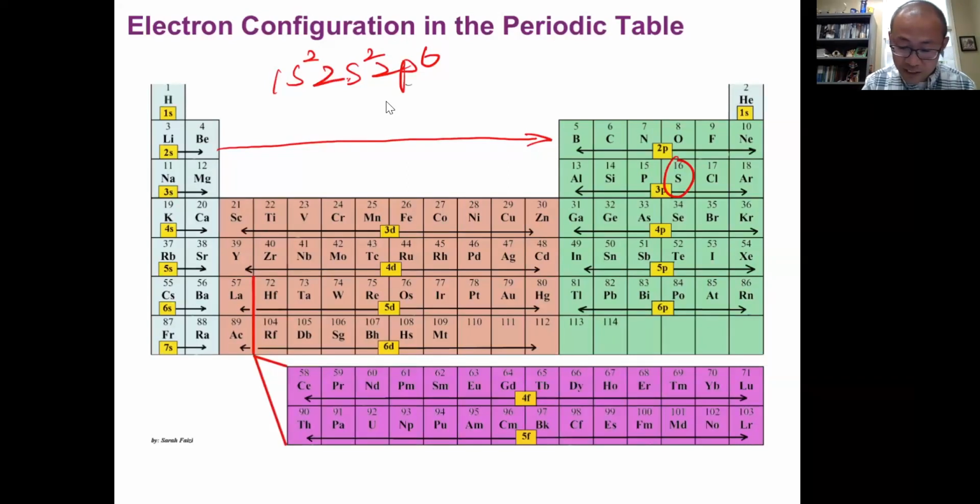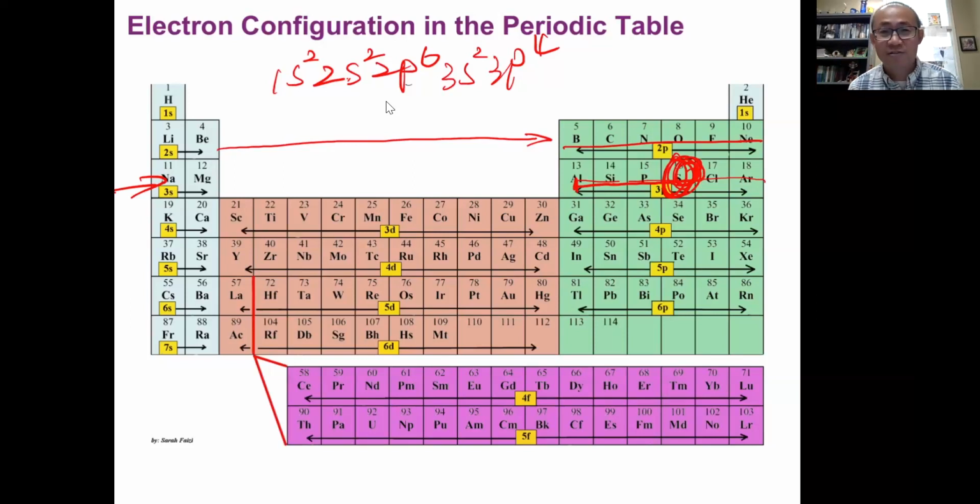And after 2p6, 1, 2, 3, 4, 5, 6, we get what? After 2p6, we get 3s. So 3s2. And then after 3s2, I move to 3p. Now, sulfur is here. This is 3p1, 3p2, 3p3, and what? 3p4. So sulfur is at 3p4. You can just move across the periodic table and find out the electron configuration.